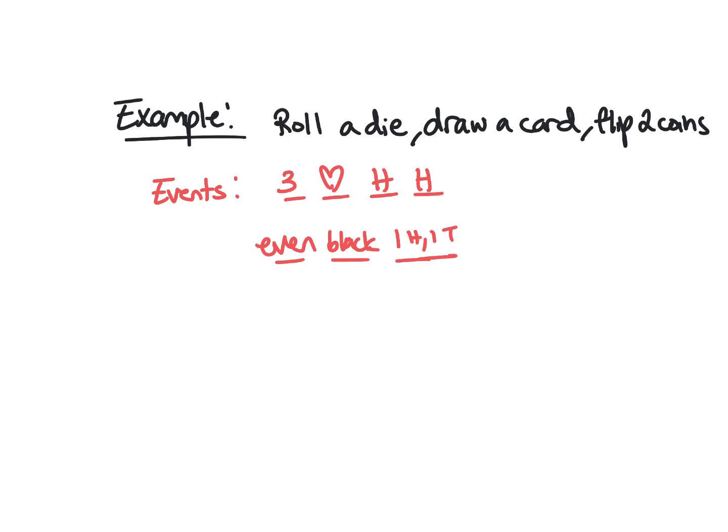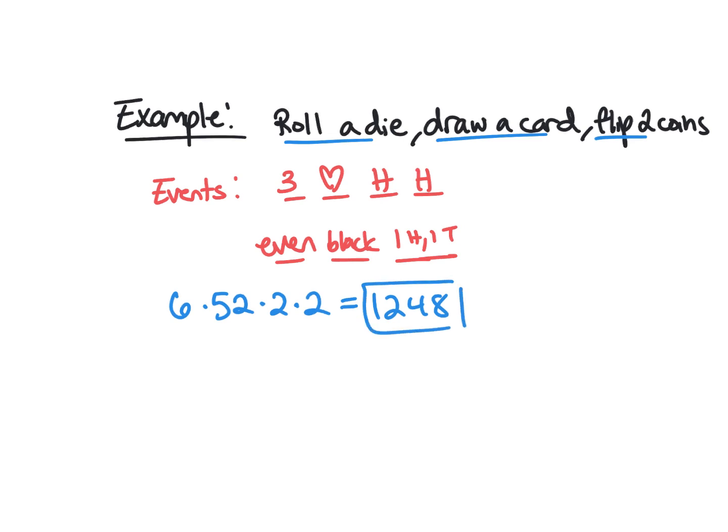So let's see how many things are in our sample space. First of all, note that these are all independent, right? Nothing is depending on the others or impacting the others. So we have 6 options for the die, 52 for the card, and then 2 for each of the coins. And this turns out to be 1,248 total outcomes here, okay?